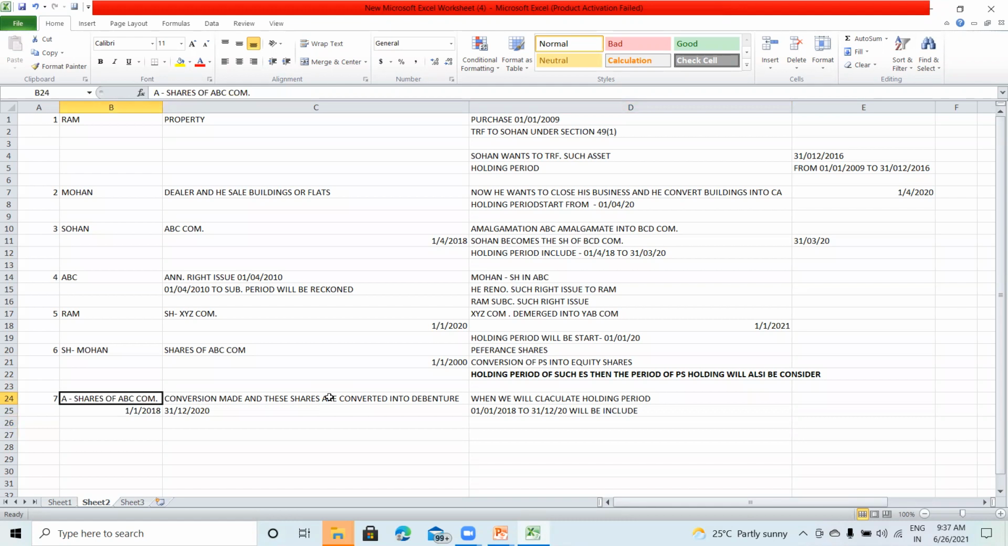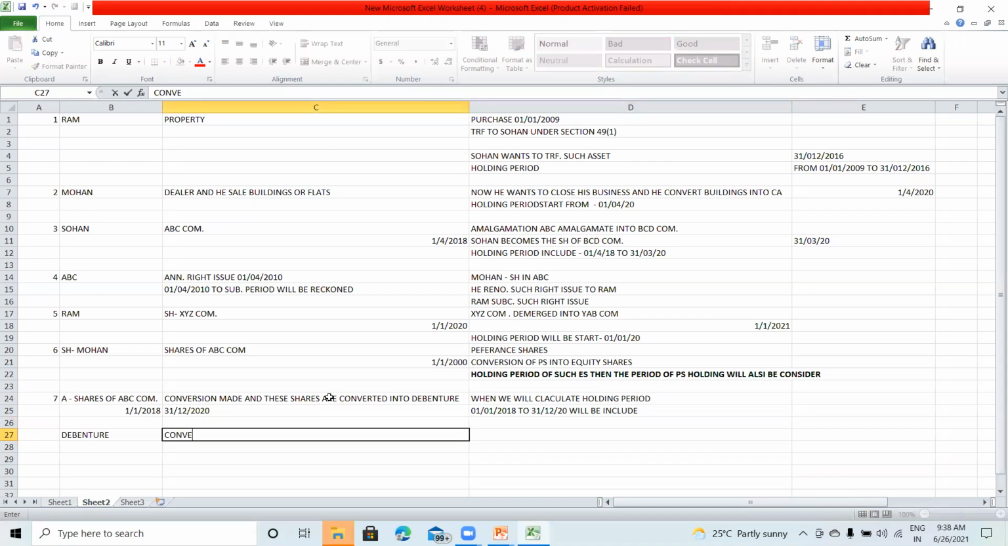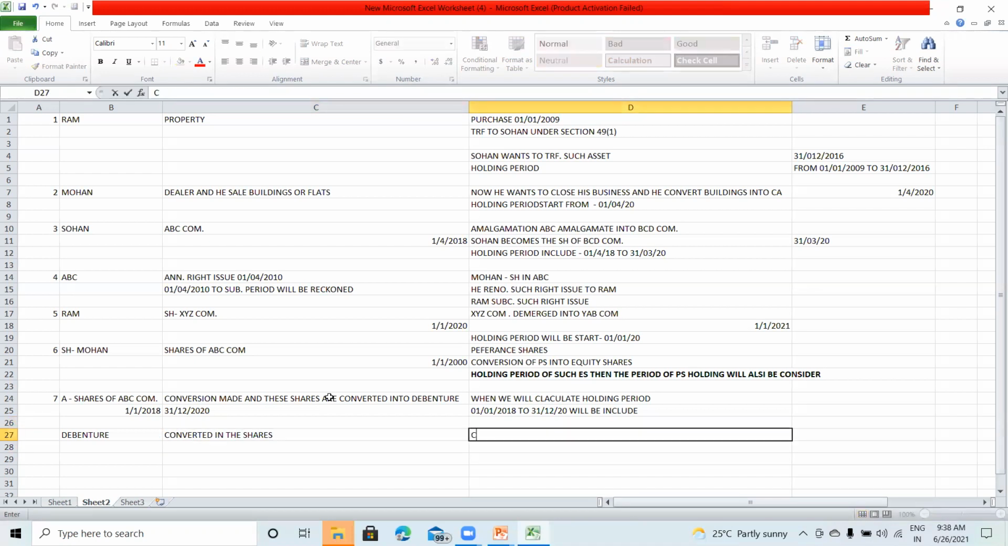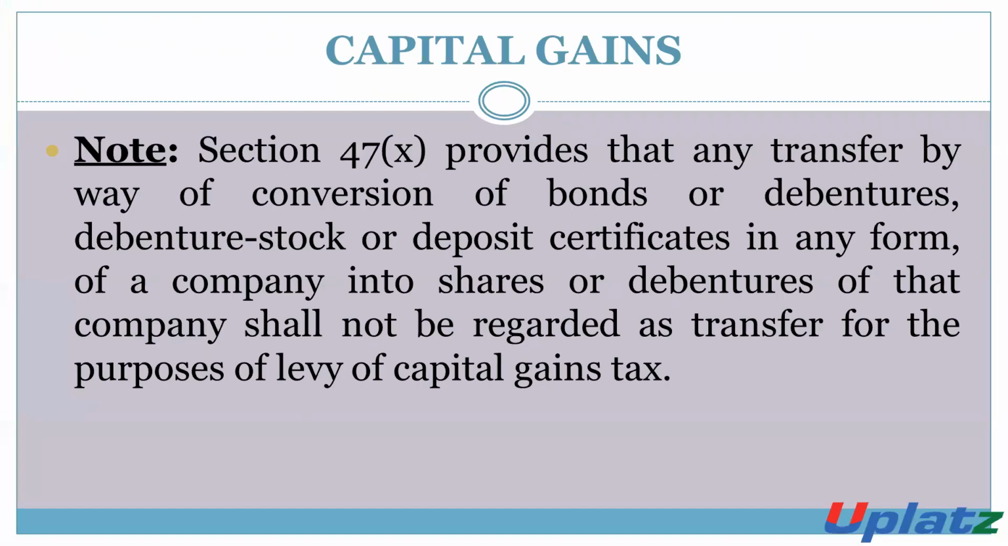In the same way, if shares are converted into debentures, or debentures are converted into shares, then such conversion will not be considered as transfer, and the provision of capital gain will not arise, because the provision of capital gain arises when there is a transfer of any capital asset. When it is not considered as transfer, the provision of capital gain will not be determined.